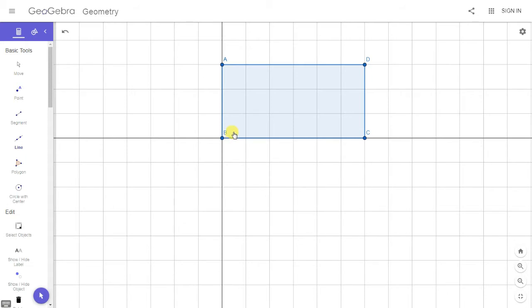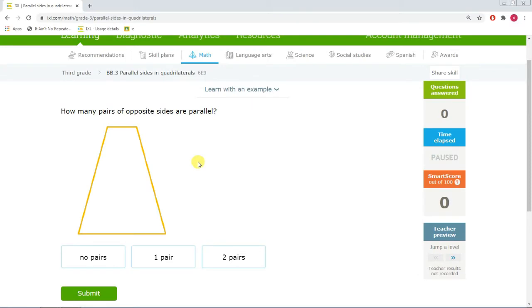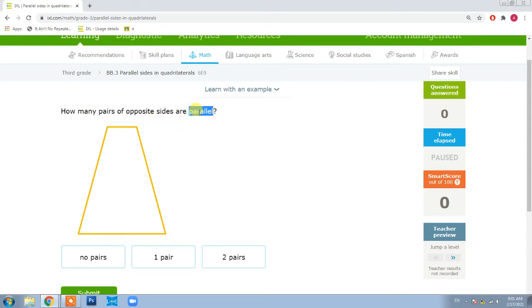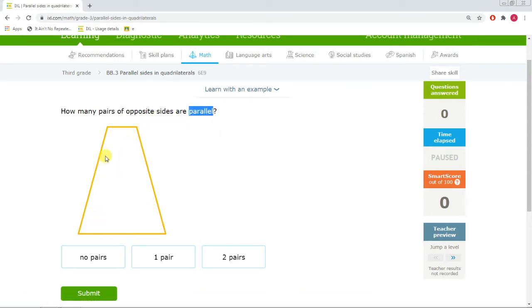Now let's go to IXL and practice some skills. In this skill, you are supposed to find the number of pairs of parallel or opposite sides that are parallel to each other. First you have to look for which are opposite sides, and then you will identify which pairs and how many pairs are parallel. You may have no pair of parallel lines, you may have one pair of parallel lines, and you may also have two pairs of parallel lines. Let's see, and just to make it easier, I will plot this figure on GeoGebra to show you the right answer.